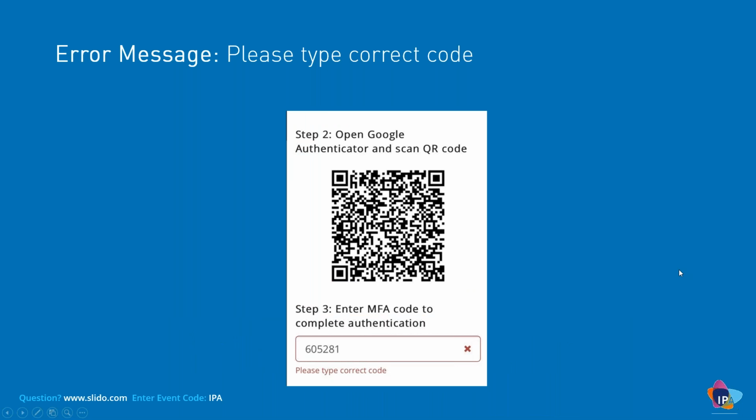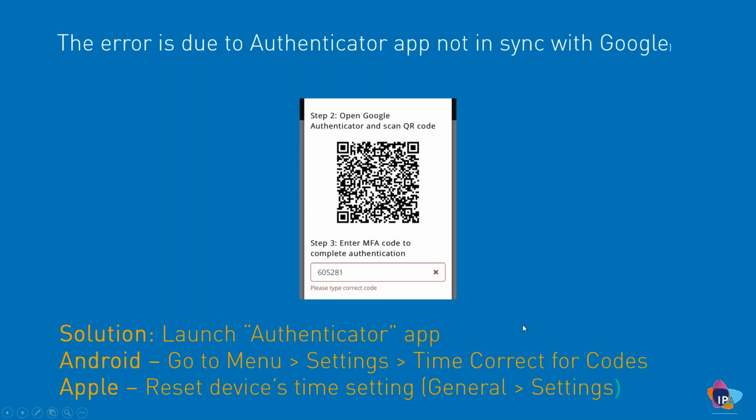Another message might come up when you're trying to put your MFA code in and you get the error, please type correct code, and you are. Now, this is likely to happen if your Authenticator app's timing is not in sync with Google timing. It only takes being out a second for it not to work. So the solution here is to reset your timing to sync with Google timing.